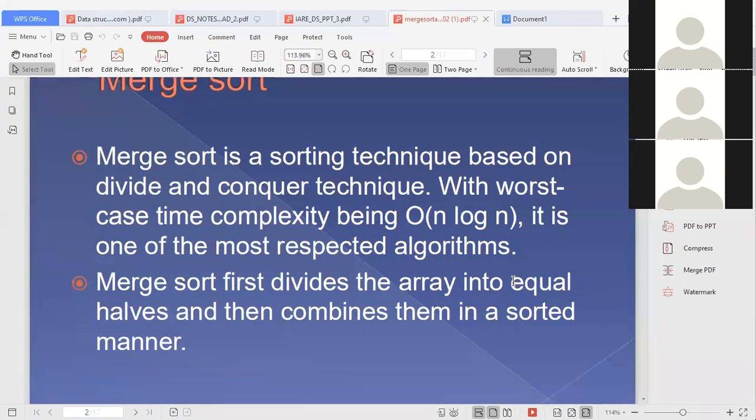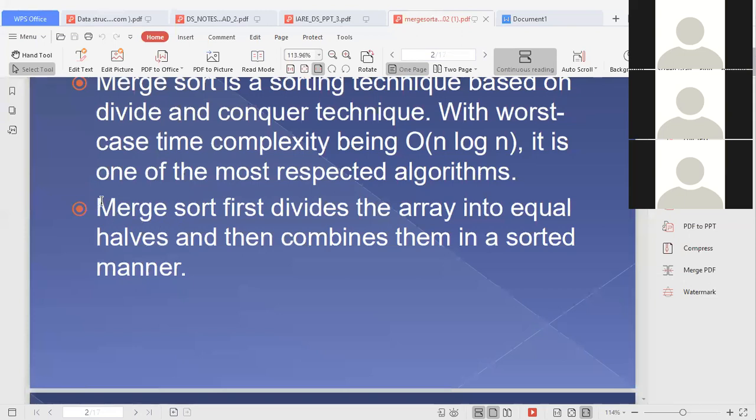Merge sort is a sorting technique based on divide and conquer, with the worst case complexity being order of n log n. What happens in merge sort is that it first divides the array into two equal halves. Once again I am explaining another example with the help of the PPT, so those who haven't understood so far can understand this. This concept in merge sort helps you understand quicksort; it is easy to understand quicksort once you understand merge sort.